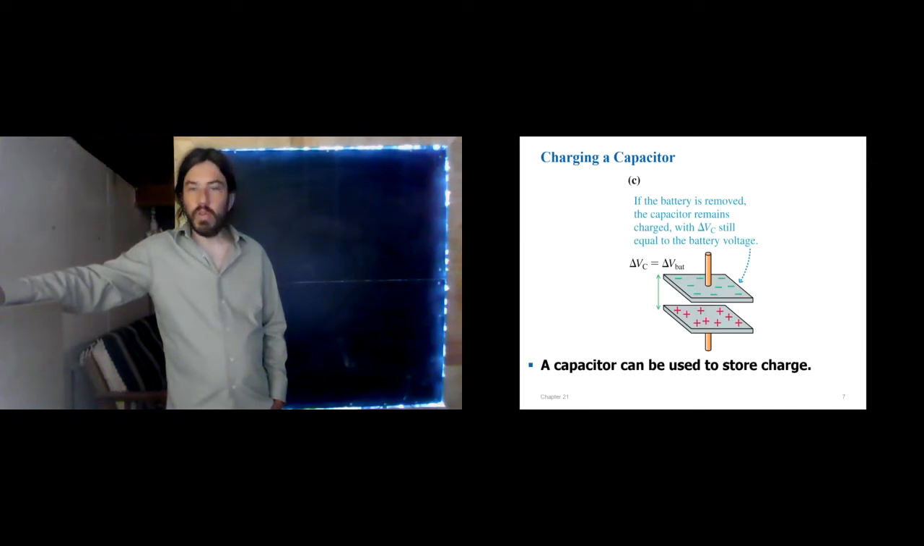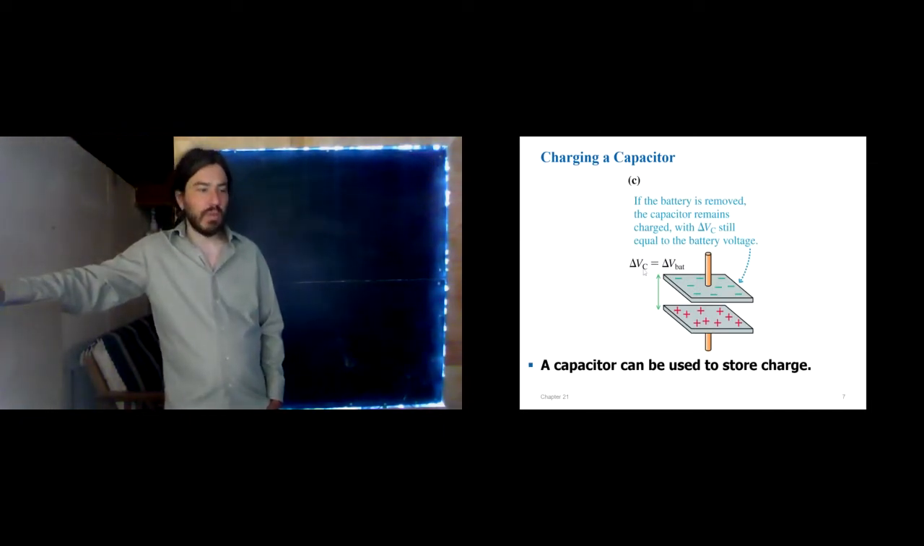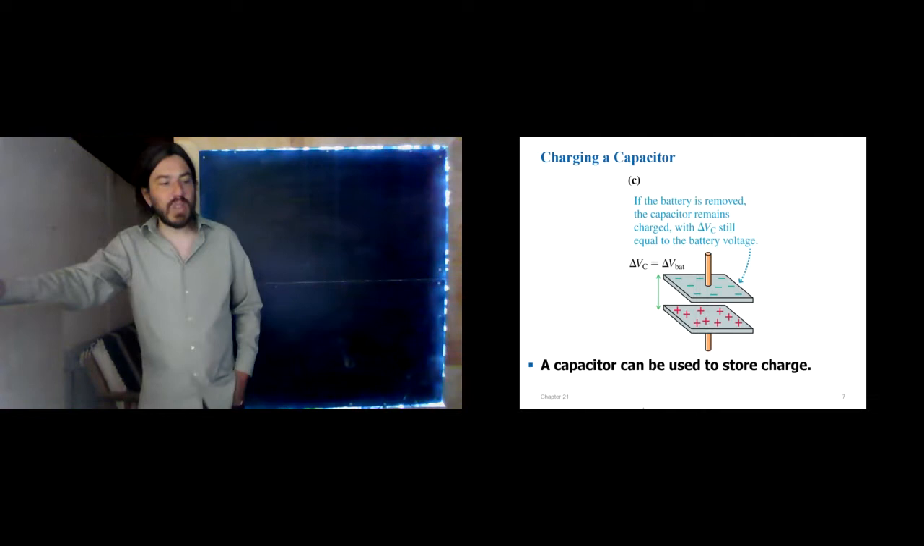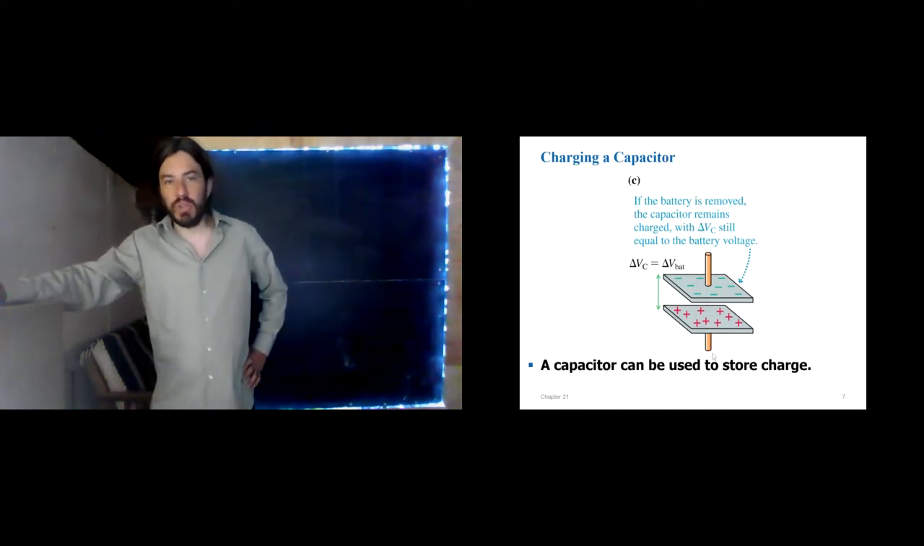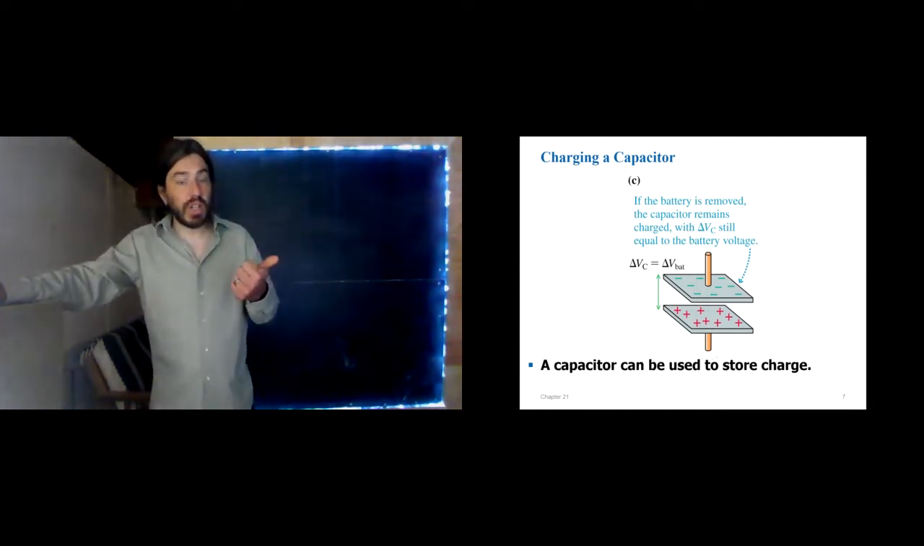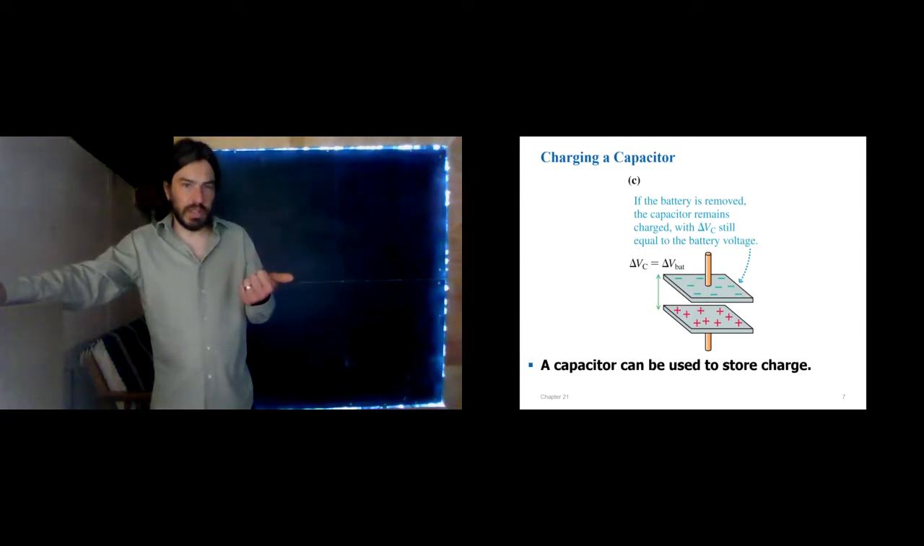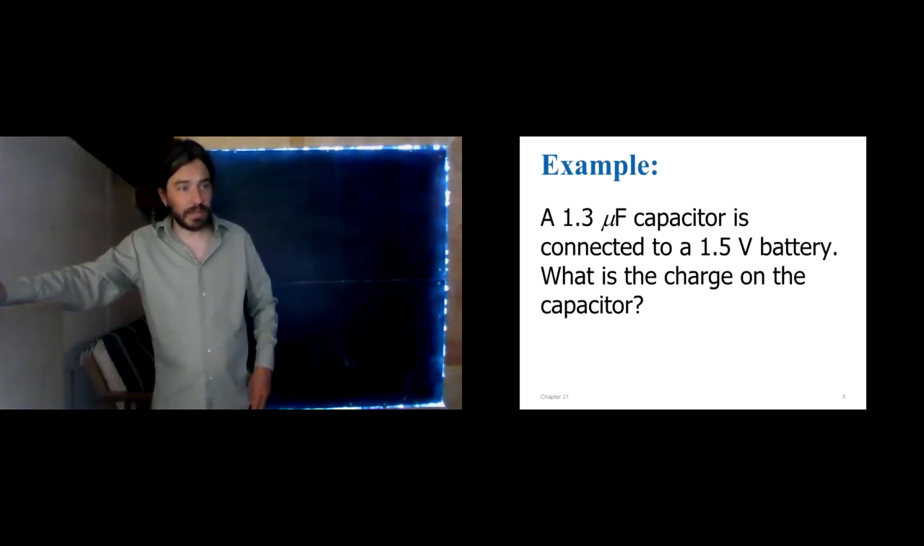Once we do that, we could remove the battery, and the capacitor will remain charged up. In this way, a capacitor can be used to store charge. Because it's storing charge, it also stores energy. And as it does so, it creates a uniform electric field. So far, that's why we care about capacitors.